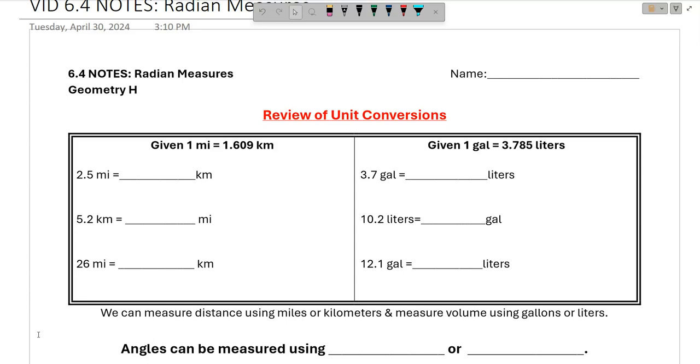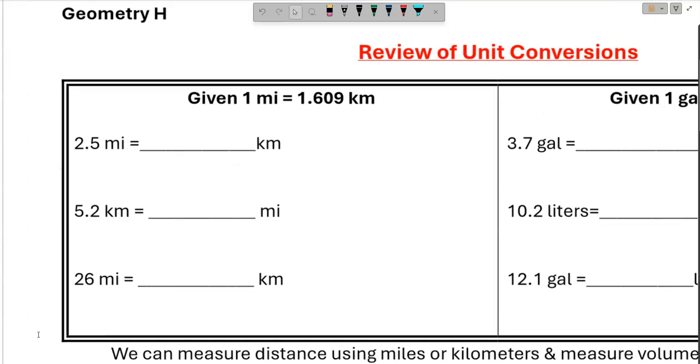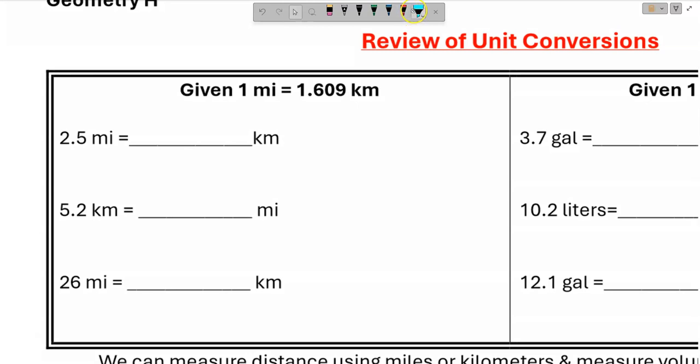Well, lengths like miles and volumes like gallons are customary units we use in America. But in a lot of other countries outside of the United States, kilometers and liters are used. And so we have to be able to use conversions here as well. So let's do a quick review. I'm giving you the conversion factor that 1 mile is the same as 1.609 kilometers.